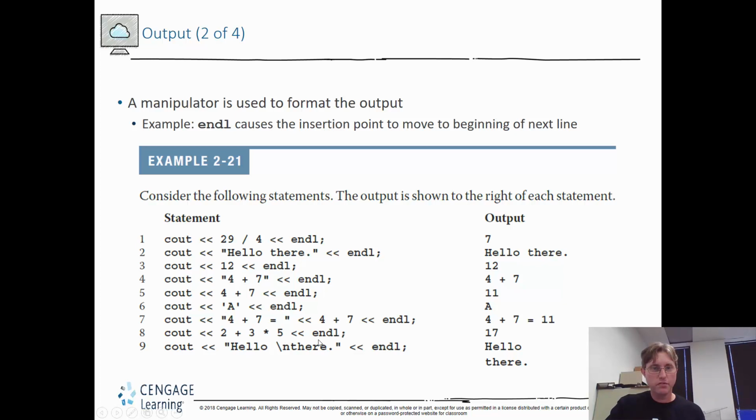2 plus 3 times 5. So it evaluates that. 15 plus 2 is 17. And how about this one? This one's a little bit different, right? Hello there. But it's got this backslash n in there.